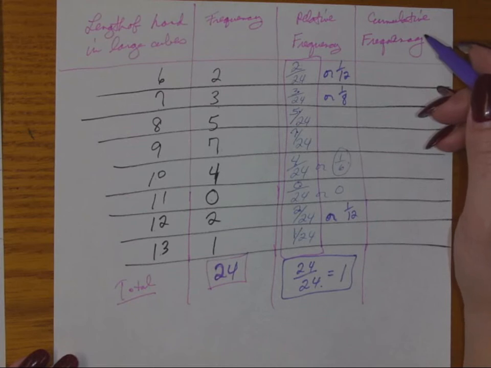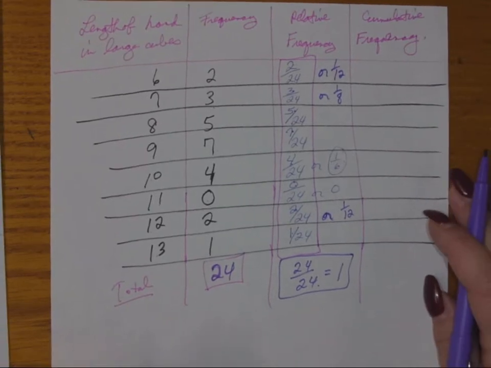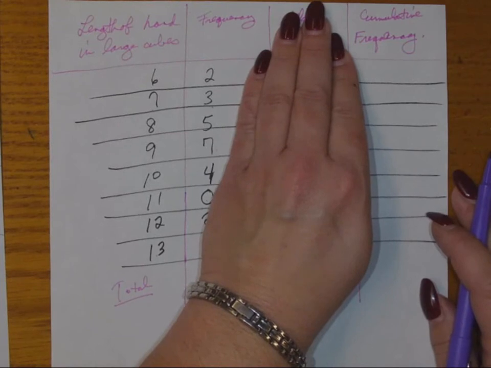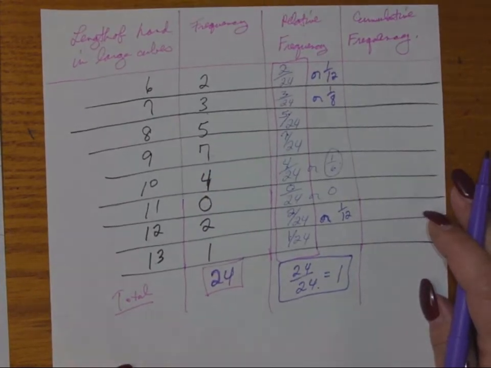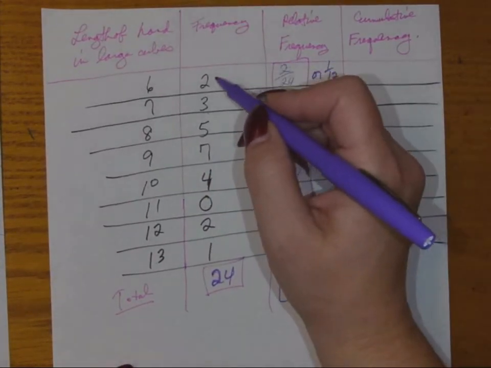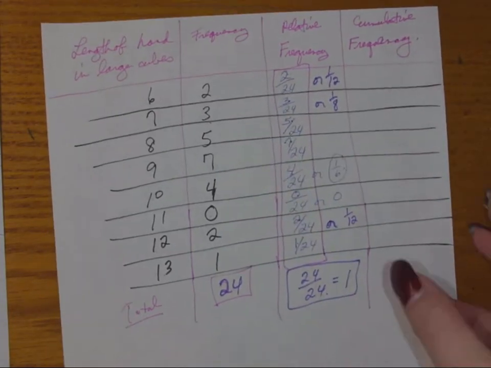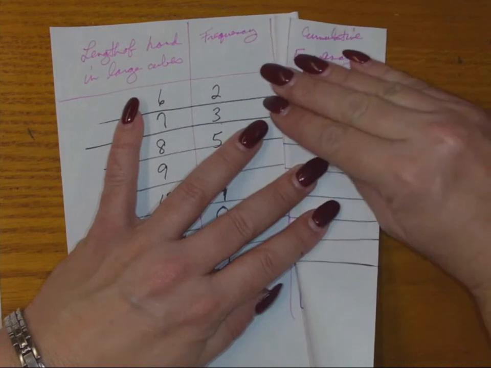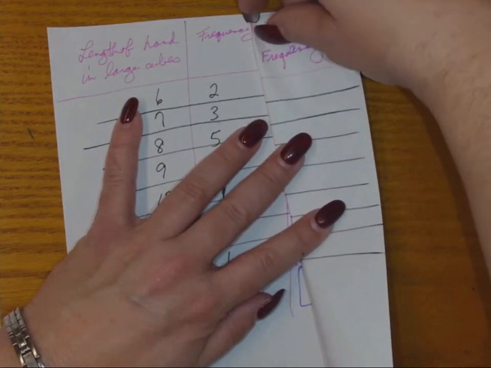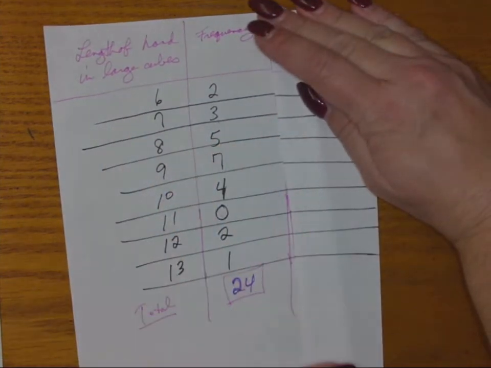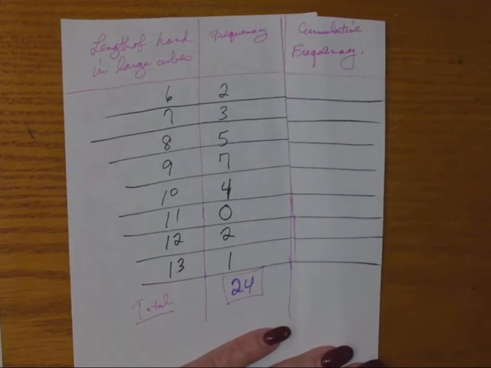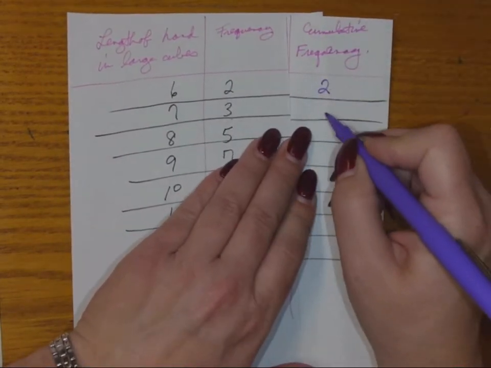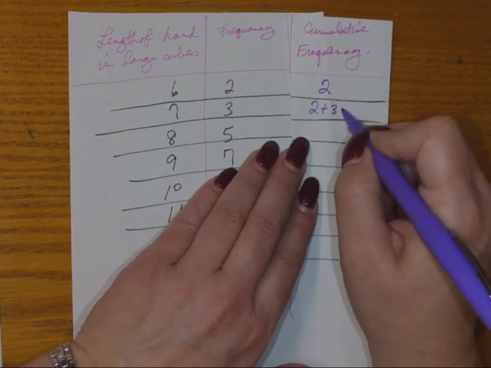Now, my problem with these frequency tables is that they stick this fraction thing right in the middle, and I don't need it, right? So remember that the cumulative frequency is based off of the regular frequency. So even you could fold this over or something so you don't even have to look at the relative frequency. Or I have seen people who put their relative frequency at the very, very end so they don't have to mess with it. But this one, the first one's just 2, right? And then this one's 2 plus 3, which is 5.